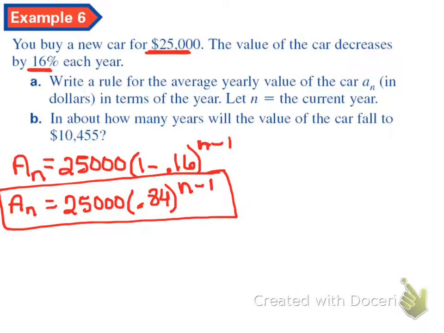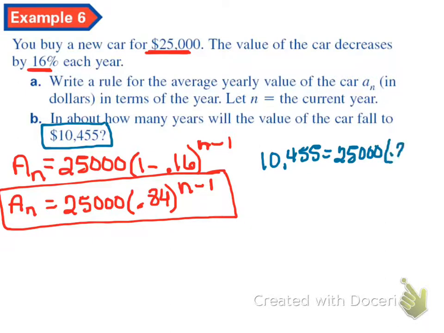Then, in part B, they asked us in about how many years would the value of the car fall to $10,455. So we want to take that $10,455 and set it equal to our rule, and find out when the value of the car would drop to $10,455, in what number of years. So the first thing you want to do is divide both sides by 25,000. 10,455 divided by 25,000.